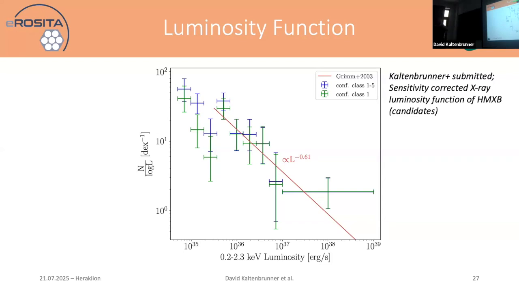So we looked at the normalization of either confidence class 1, so the highly secure ones, or classes 1 to 5, and then compared it to what they find in the Grimm et al. paper. And what we do find is that the star formation rate that we get by using this as an estimate is within a factor of 2 of other measurements, like HMXB measurements. And this is within exactly the uncertainties that they find in their estimate. So that's great.